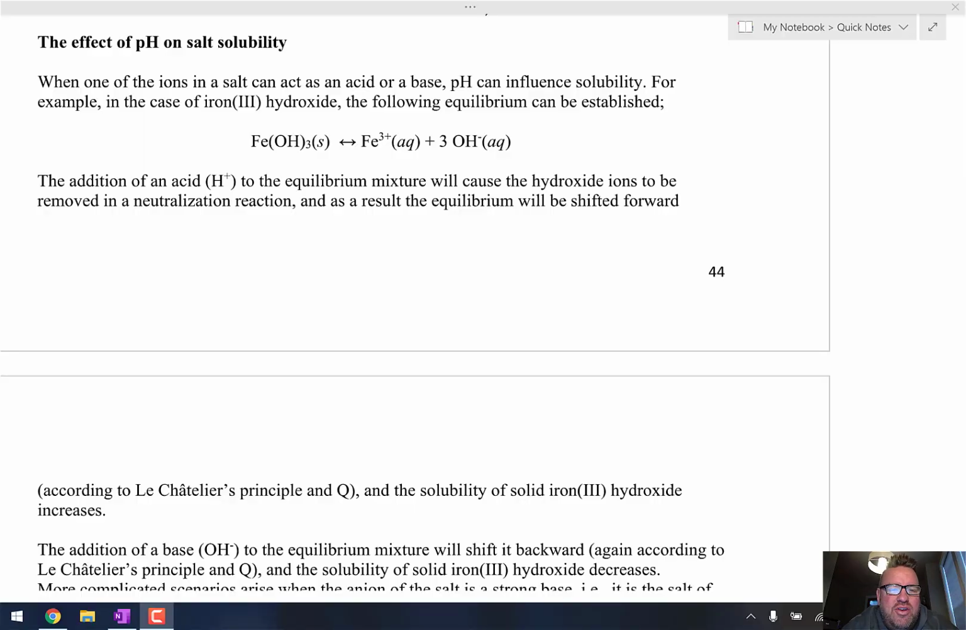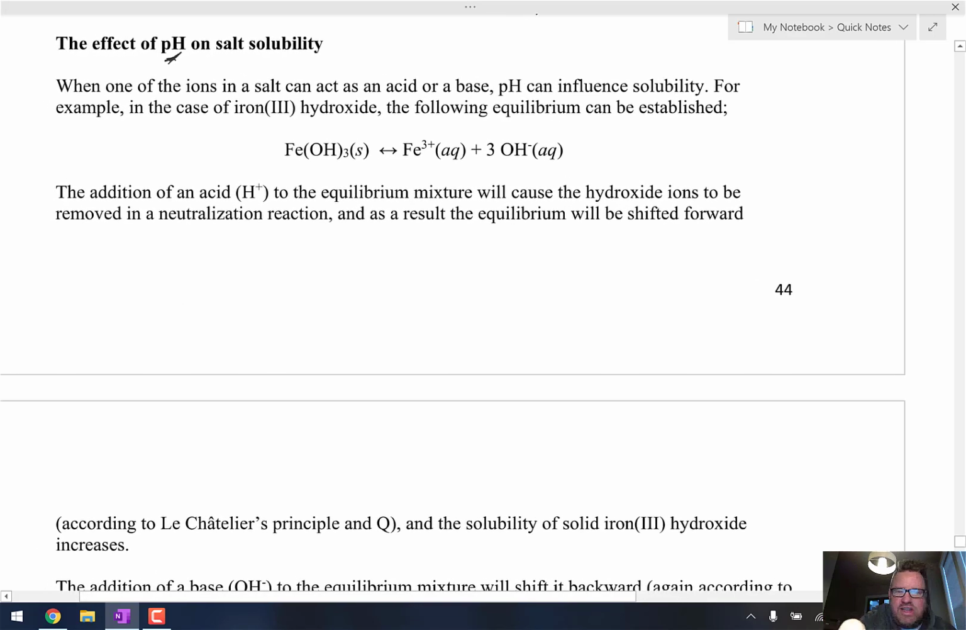Like the common ion effect, you can also add an acid or a base to an equilibrium system, and that can also cause a shift to occur. So the effect of pH on how soluble a salt is going to be is just like a Le Chatelier's principle situation. If you add some hydroxide, so something that has a pH greater than 7, that's going to cause the reaction to shift to the left. If you add an acid to this equilibrium system, that acid is going to react with that hydroxide, removing hydroxide from the reaction system, and it's going to cause the reaction to shift to the right.